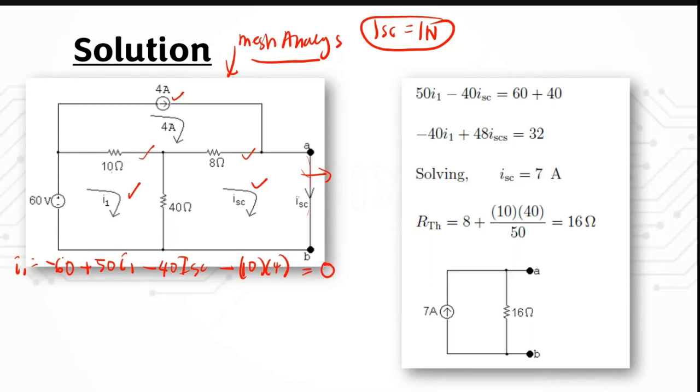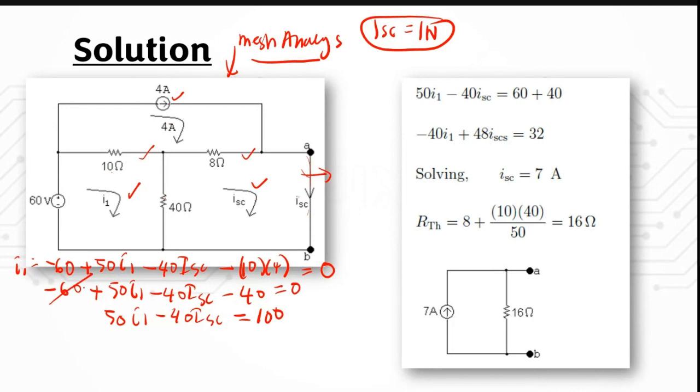So then when you do the simplification, you will get -60 + 50 I1 - 40 ISC - 40 = 0. And then when you simplify it again, you will have 50 I1 - 40 ISC = 100. Because when you add up 60, -60, -40, you will have -100, and then you bring the -100 to the other side, so you will have 100. So this is going to be your first equation.